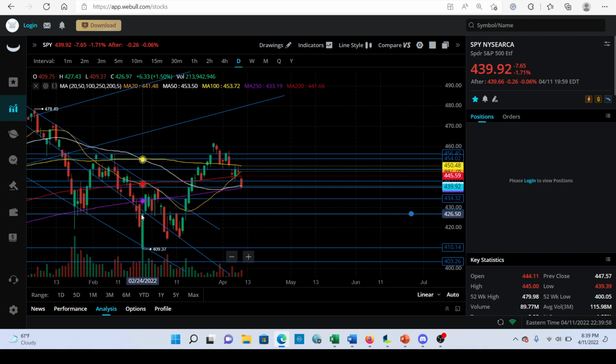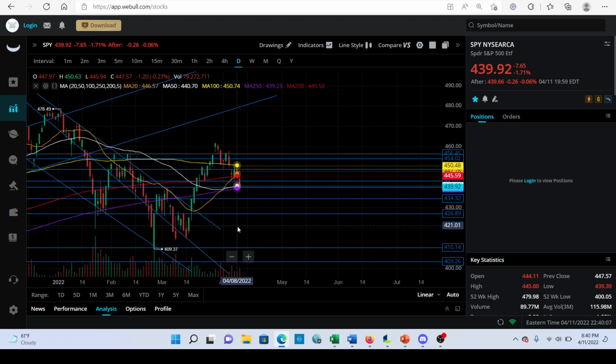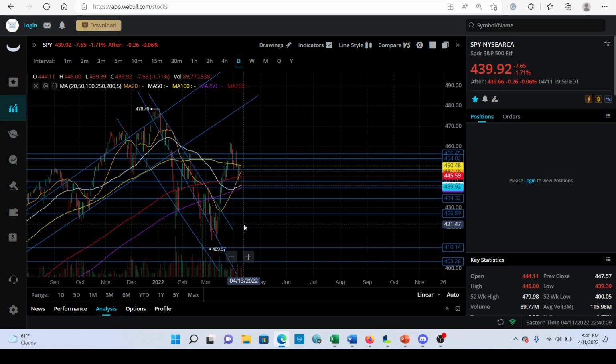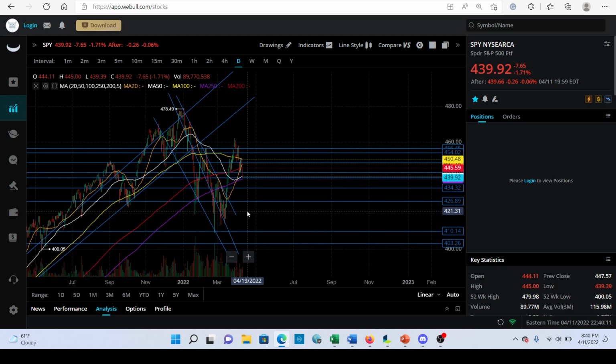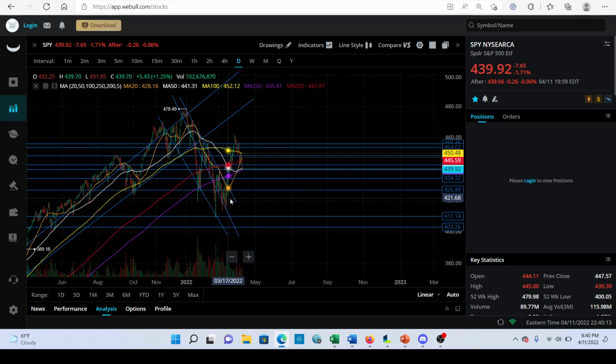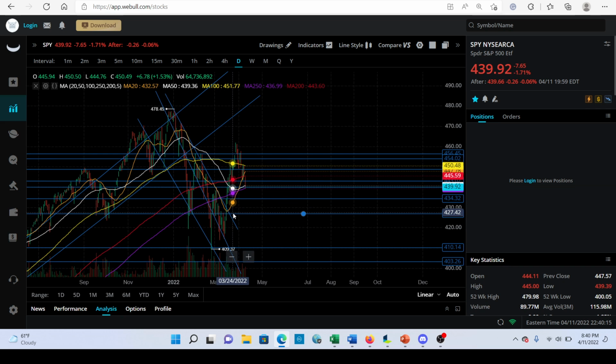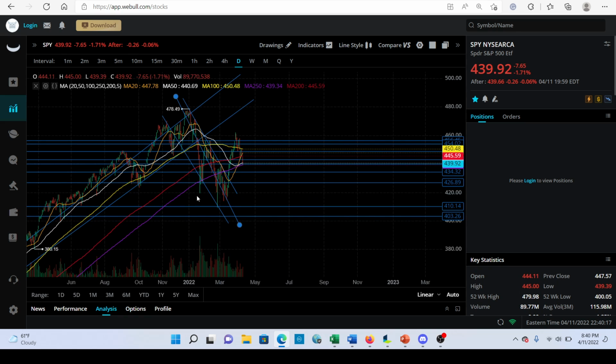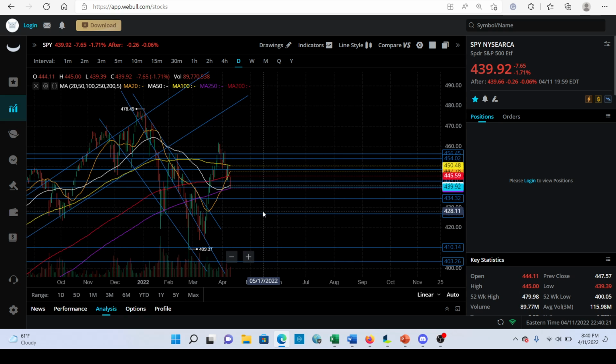If we break below 427, I think essentially this entire area, all the way down to 410, is free game, because if we zoom out, there's not a whole lot of support. When we zoom out, if we break underneath this 427 level, not a whole lot of strong support underneath that. So just keep that in mind.